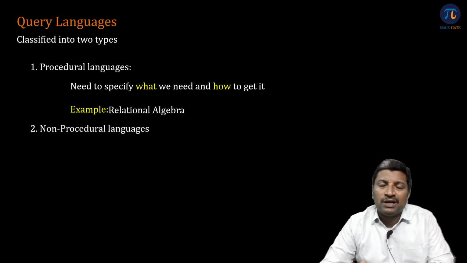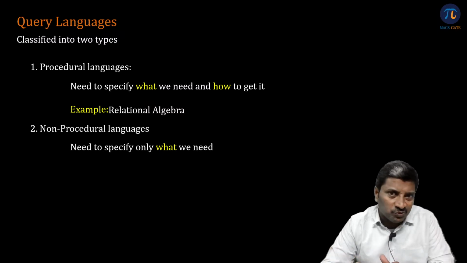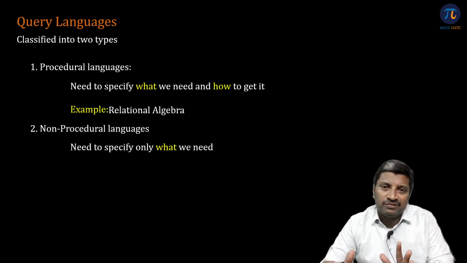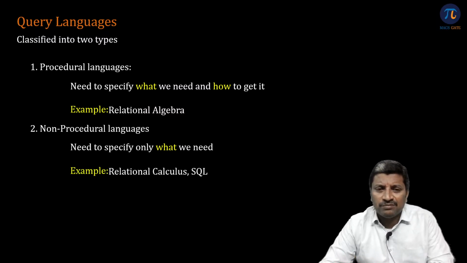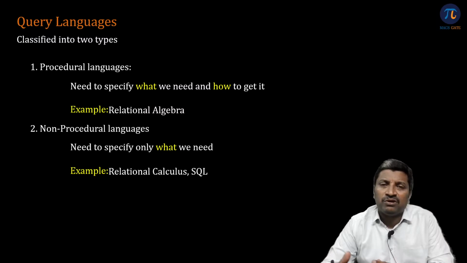The next one is non-procedural language. In non-procedural language, we need to specify only what we need. How to get it is not our responsibility; it is the responsibility of the DBMS software. Examples of non-procedural languages are relational calculus and SQL. After completing relational algebra, we will start relational calculus, followed by SQL, structured query language. That is the roadmap of this query languages topic. Now let us start relational algebra.